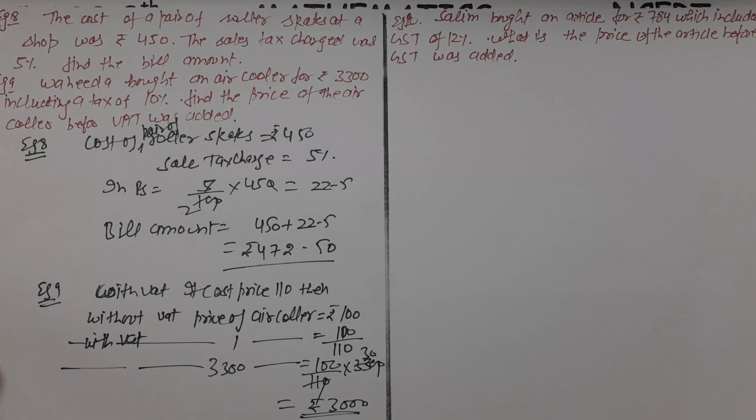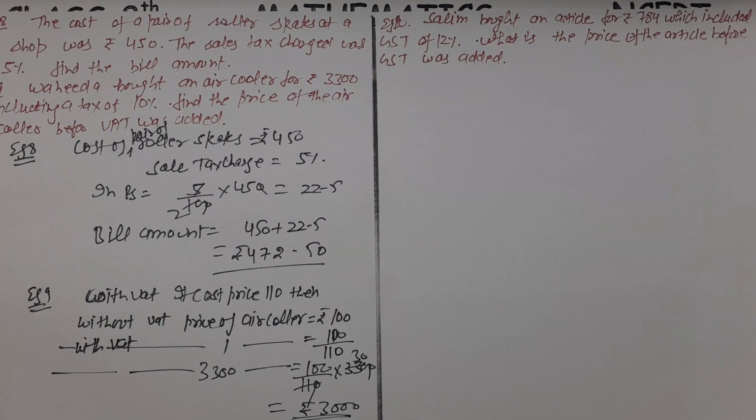Next, sum number 10. Salim bought an article for rupees 784, which includes GST of 12%. What is the price of the article before GST was added? Same as example number 9.